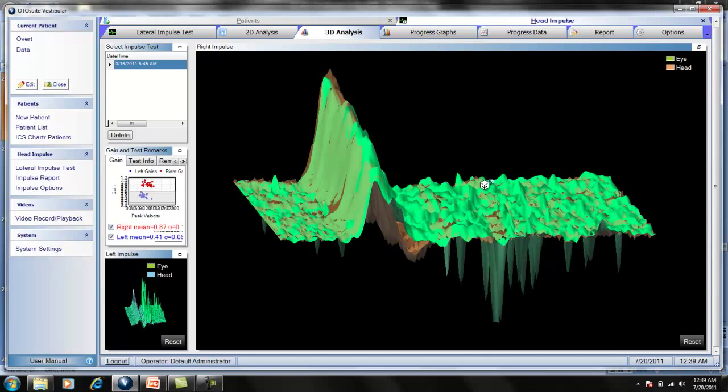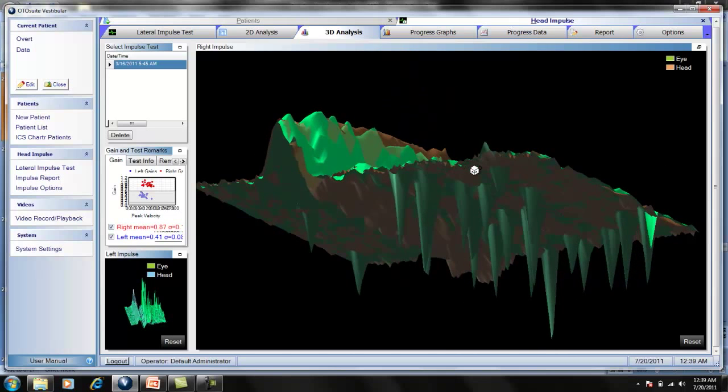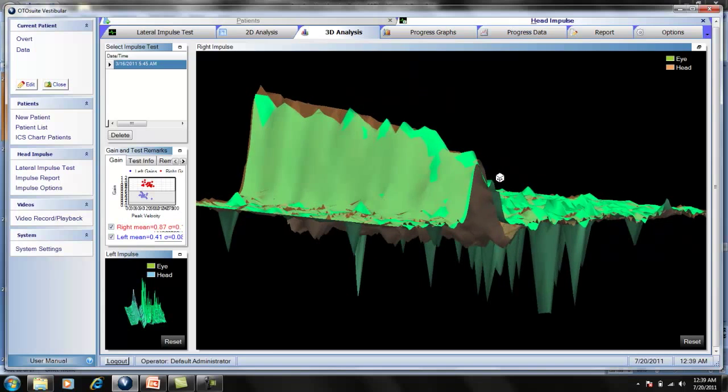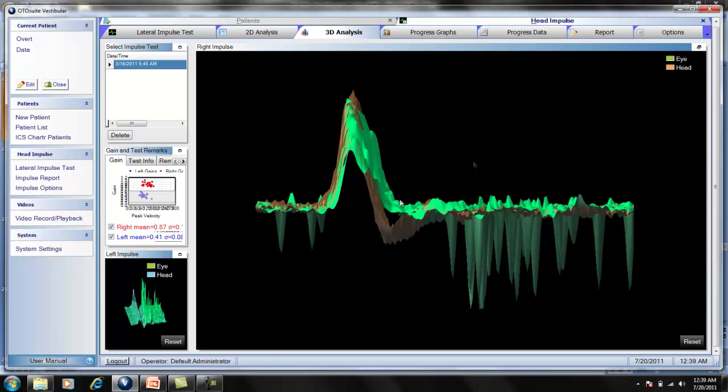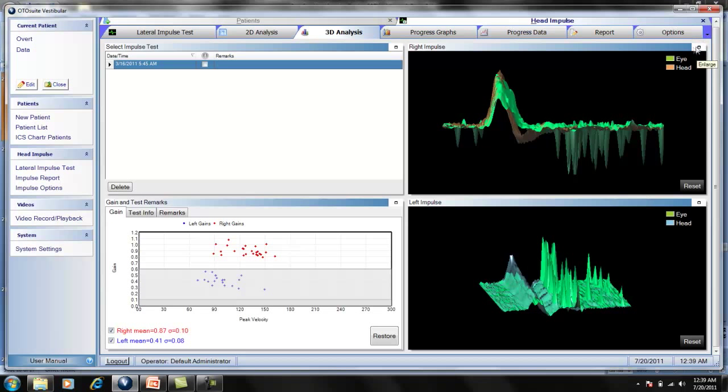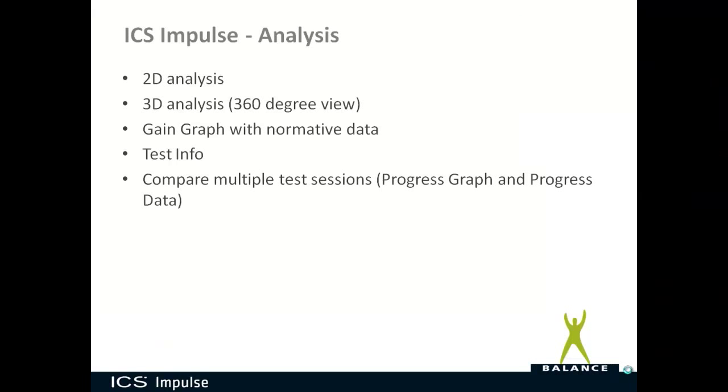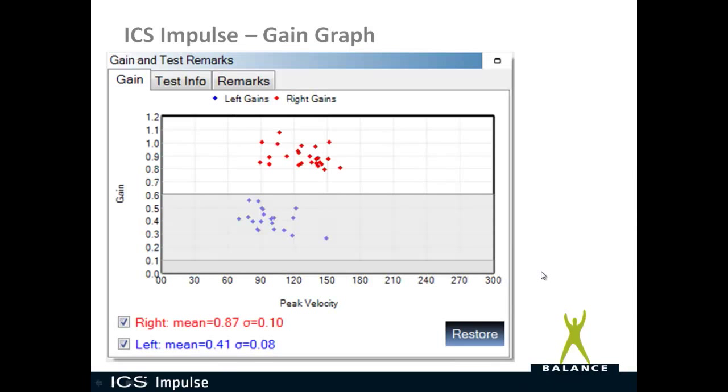And if you hold down the left mouse key, you can turn the 3D analysis around and look at the 3D analysis comparing the head to the eye. Let's put that back where it was. Let's go back to our presentation. So that's where you access the 2D and the 3D analysis. So again, in the ICS analysis, you've got that 2D and 3D, and like I showed you, you can rotate the 3D 360 degrees. You have the gain graph with normative data, which we've talked about. We're going to talk about the test info, and then we're going to talk about how to compare multiple test sessions. So here's the gain graph.